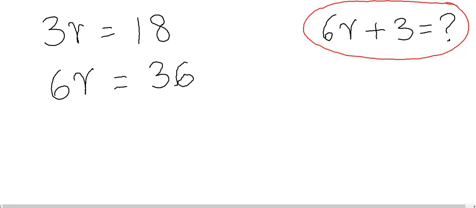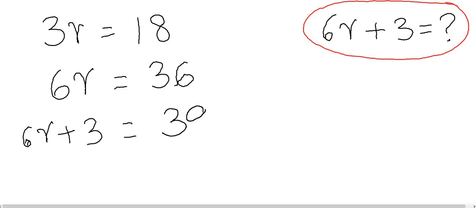So what is 6r plus 3? On the left side, you add 3 to 6r. So then you need to add 3 to 36. So you get 39. So then the answer is 6r plus 3 equals 39. And the answer is D.